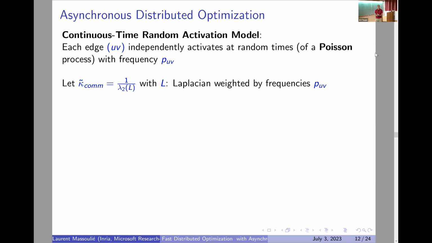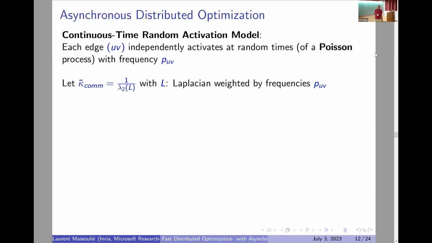Okay, and we'll have the following model of behavior in the asynchronous operation. So we'll assume that the edges in our network activate independently of one another. So there's no more a notion of a synchronous step. And we'll take as an algorithm the following approach. We'll assume that communication is triggered between u and v at random times, and those random times will be the points of some Poisson process that is specific to this edge. And so p_uv for us will be the frequency of this Poisson process.